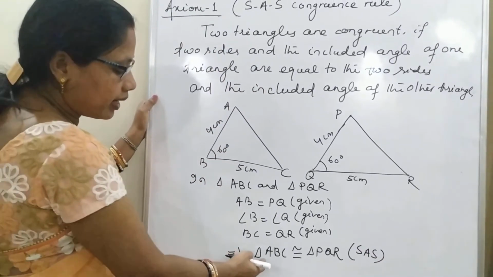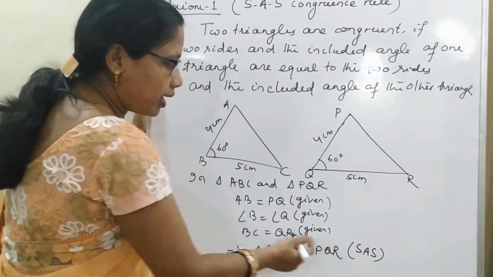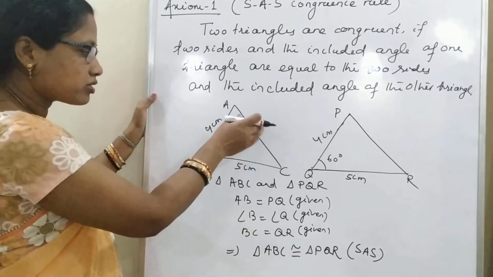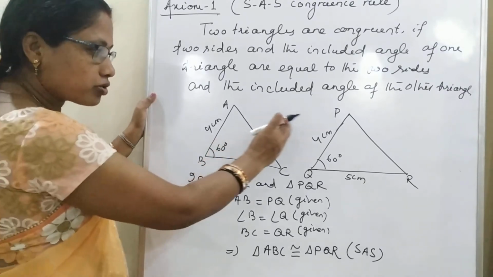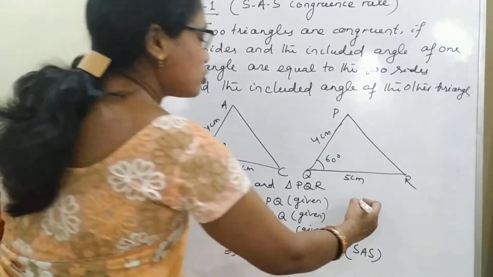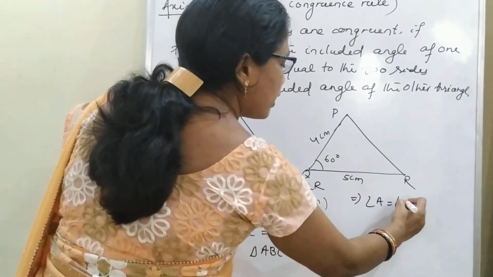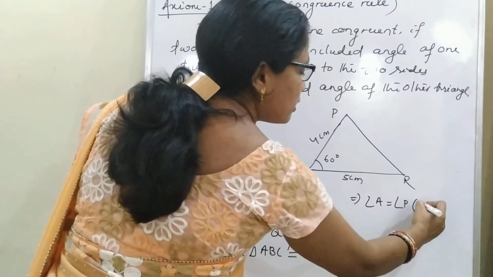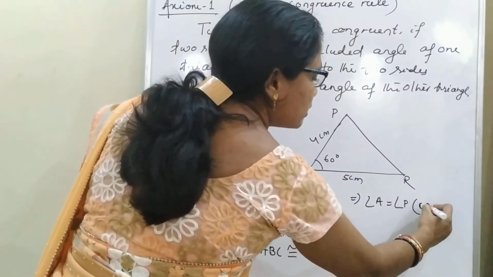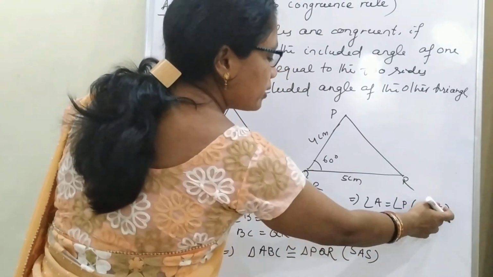If triangle ABC is congruent to triangle PQR, then the other three parts of triangle ABC will also be equal to the corresponding parts of PQR. So this implies angle A is equal to angle P. That is by CPCT, corresponding parts of congruent triangles.